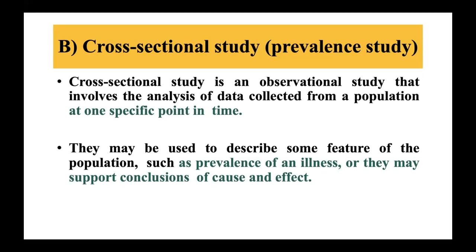The cross-sectional study is an observational study that involves the analysis of the data collected from the population at one specific point of time. They may be used to describe some features of the population, such as prevalence of an illness, or they may support conclusions about the causes of the effects. In this cross-sectional study, I have used the terminology prevalence. Can anybody define what is the prevalence?